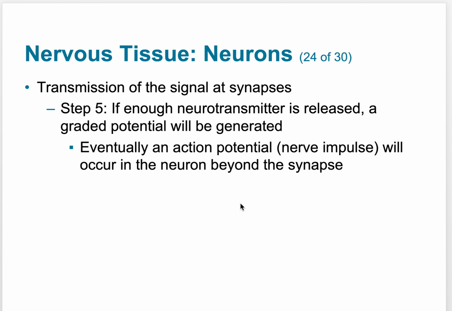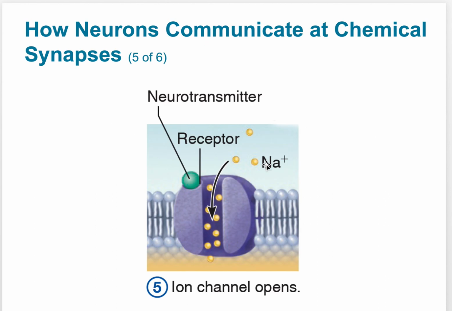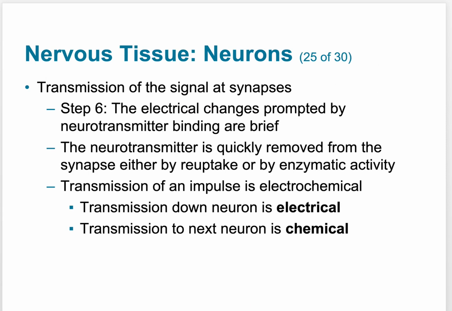And then eventually it's going to flood the cell with sodium. So eventually an action potential, a nerve impulse, will occur in the neuron beyond the synapse, or muscle cell or gland, if you have enough there. You can see here's sodium rushing in. Here's our neurotransmitter. It's going to cause this to open up, and it's going to cause a rush of sodium. So ion channels open, and it's a sodium gated channel, just like muscles. This is all review.